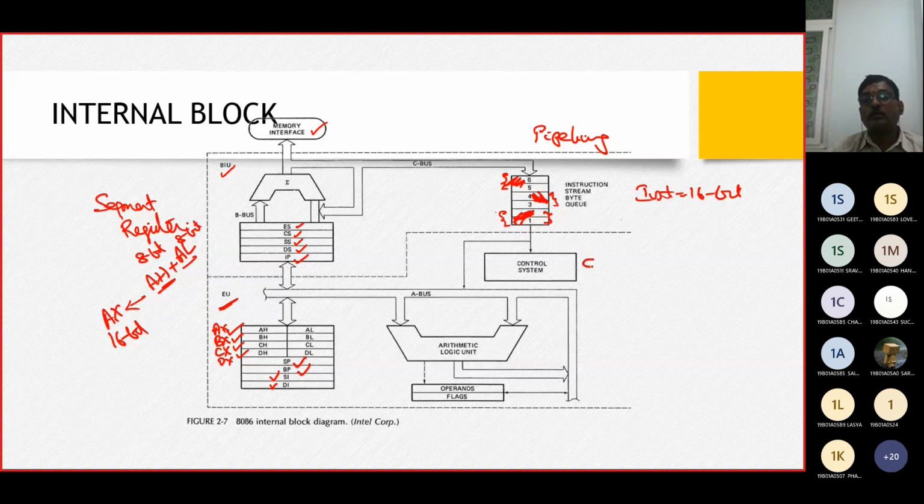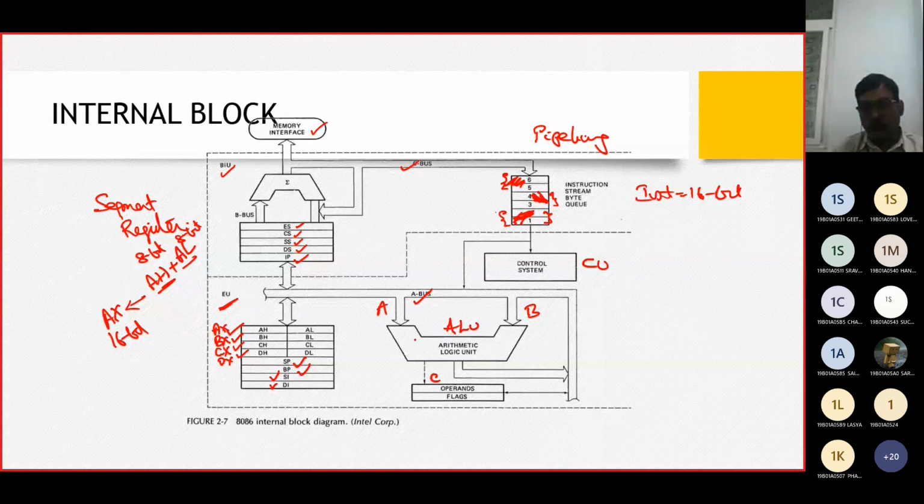Then we have the control system, which we called the control unit, which initiates the arithmetic logic unit to do what type of operations it needs. So it has the A bus and C bus, which it is going to use to carry out the instructions, etc. Then we have the arithmetic logic unit. It has 2 inputs, A and B, and it is going to generate the output as C.